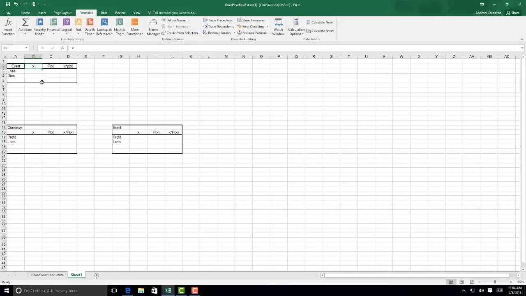The next column, X, in this case is the amount of profit, the dollar value that's expected. P of X is the probability of that outcome. And then, of course, we have the outcome times the probability of that outcome. What we're going to do is come up with an answer with the expected value.